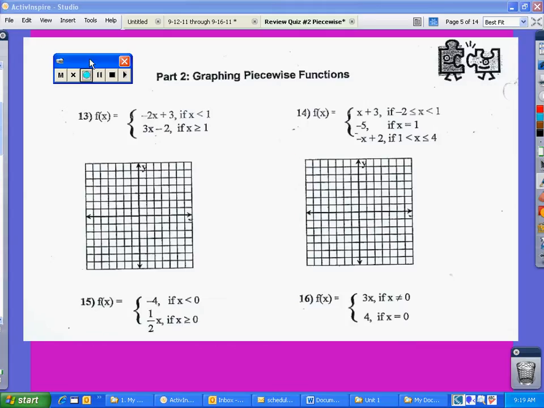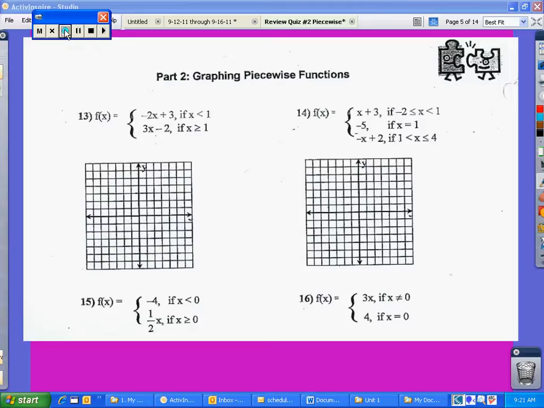All right, ladies and gentlemen, let's get started with part 2 with graphing piecewise functions. There are several ways, as we talked about, to graph piecewise functions. The first method is to use the slope and y-intercept. The second way is to graph it using a table of values. So the first way, let's talk about how we do it with slope and y-intercept.